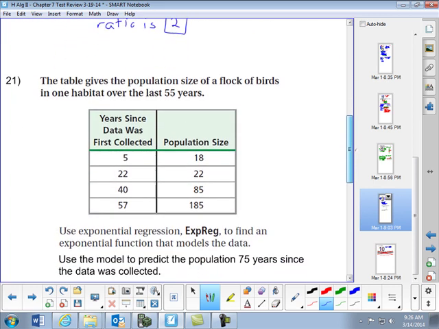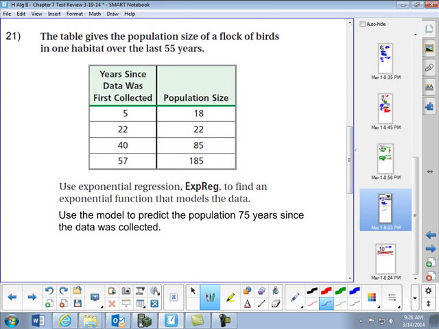Last one. All right. Again, remember that I will tell you on the test, as you found in your homework, which type of regression we want you to run. So it will either ask you for a logarithmic regression or an exponential regression. Okay? The table gives the population size for a flock of birds over the last 55 years. So here's the data collected, here's the population.